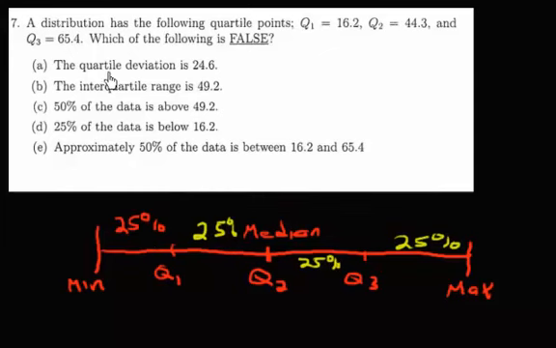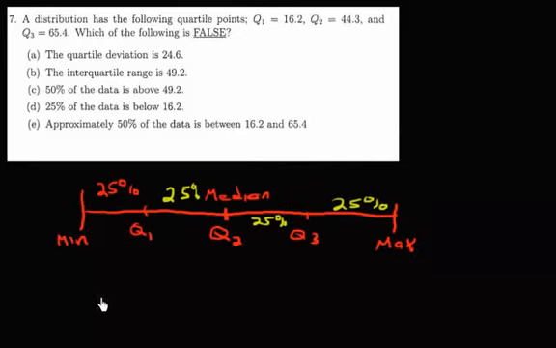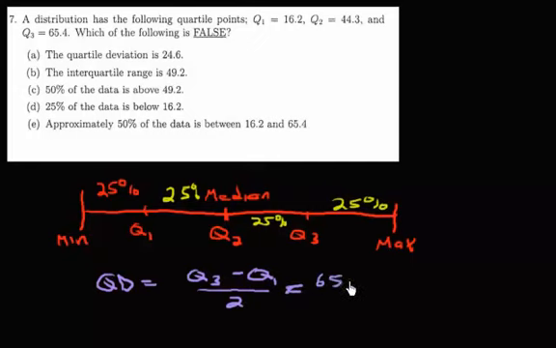All right, now we have a formula for the quartile deviation, which I'll just call QD. QD is going to equal (Q3 minus Q1) over 2, which is going to be (65.4 minus 16.2) divided by 2. If you put that in your calculator, you will get 24.6. So choice A, quartile deviation 24.6, that ends up being true.